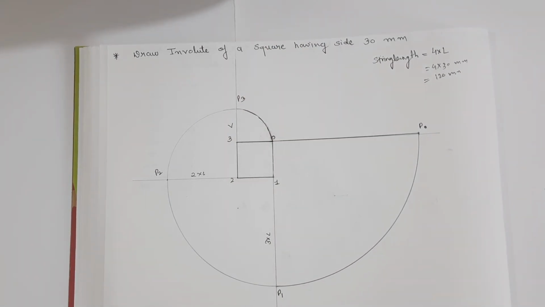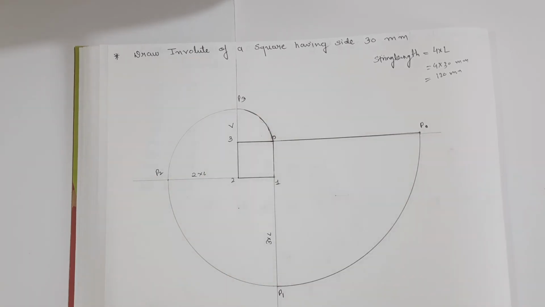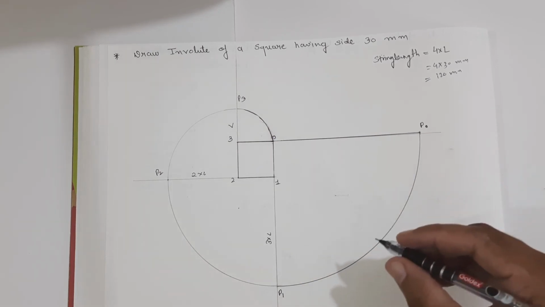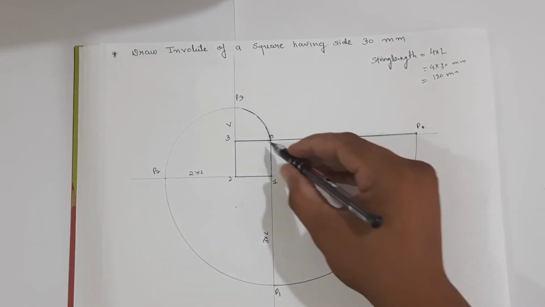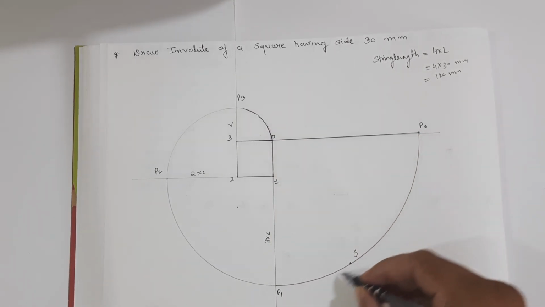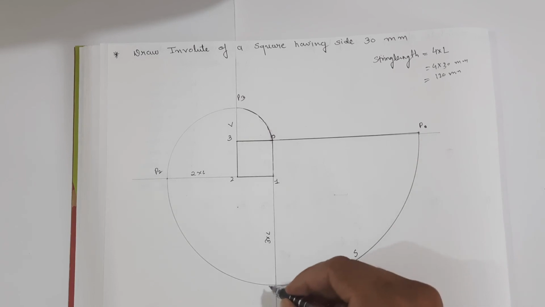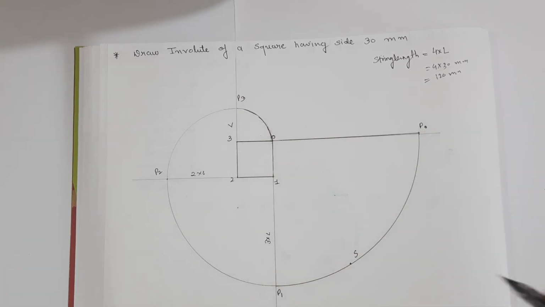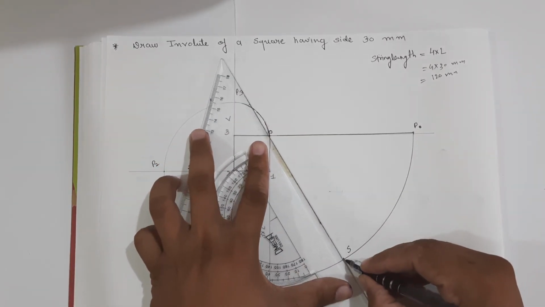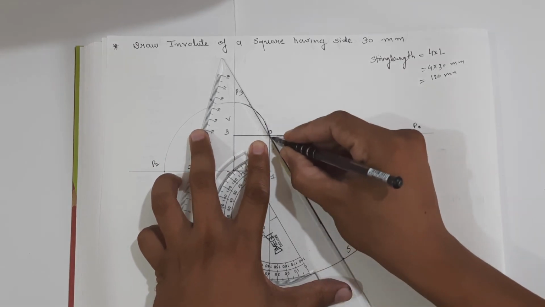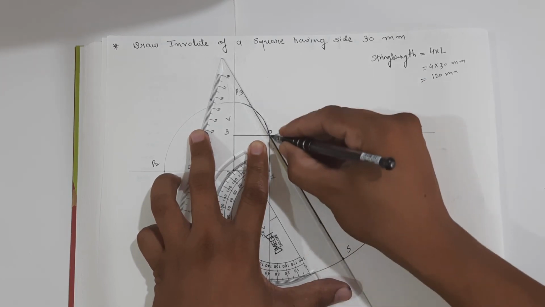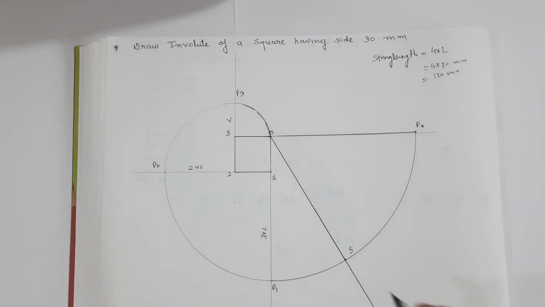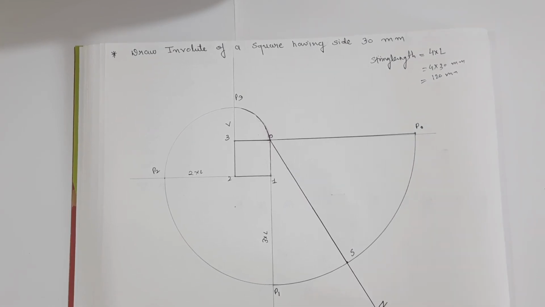Now let us draw a normal and tangent to the involute. If you want to draw the normal and tangent at any point on the curve, first of all mark that point. Let us mark that point over here as S. Here the arc generated is the arc of a circle, and the center of this arc is 0. So if we connect point S to 0, then this will be the normal to the curve.